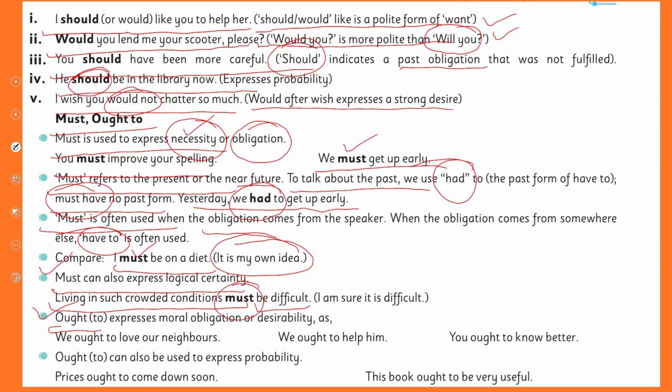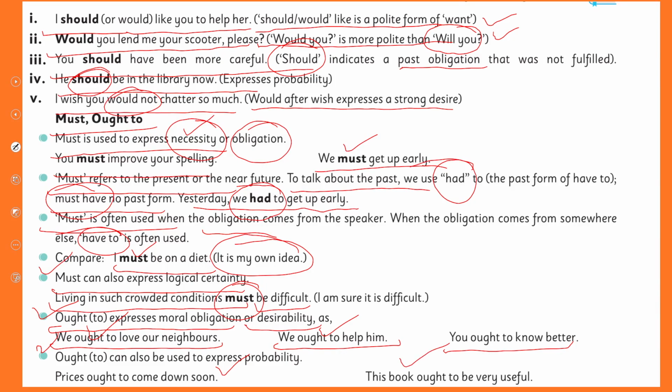Ought to expresses moral obligations that you need to do, or your desires. We ought to love our neighbors. It's an obligation. We ought to help him. This is an obligation. You ought to know better. Now, ought to can also be used to express probability. For example, prices ought to come down soon. They may come down soon or may not. This is a probability. This book ought to be very useful.